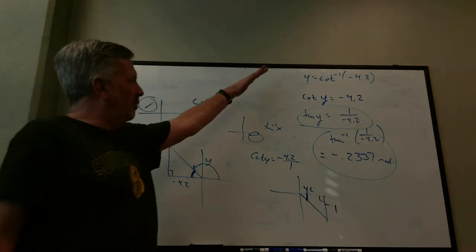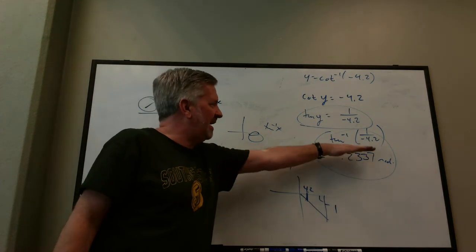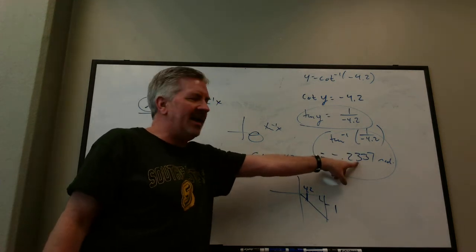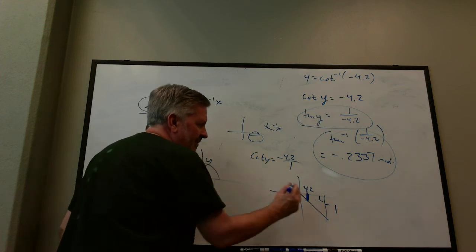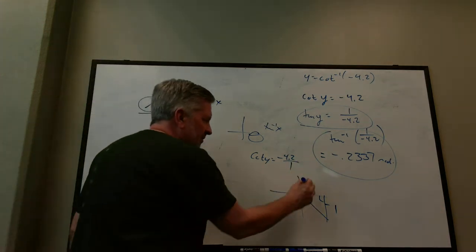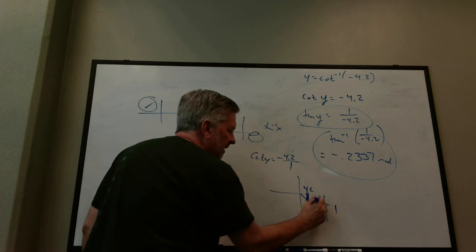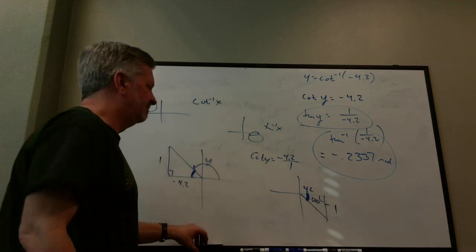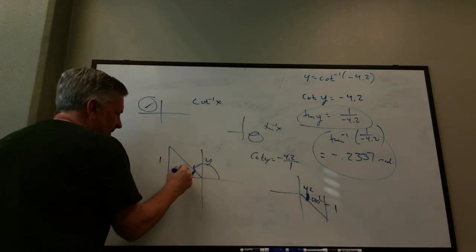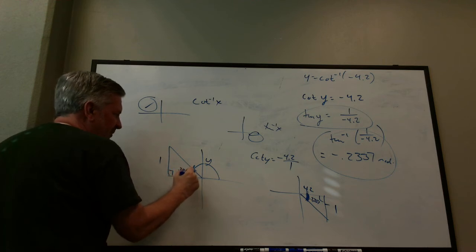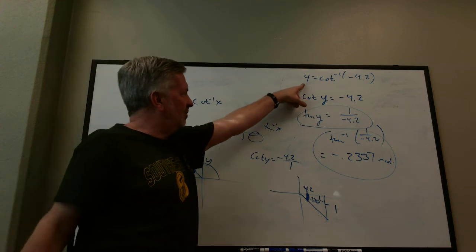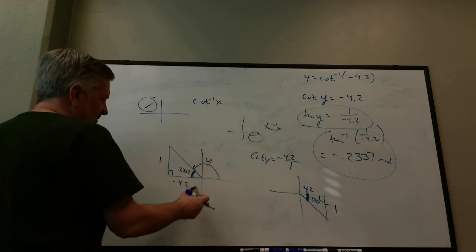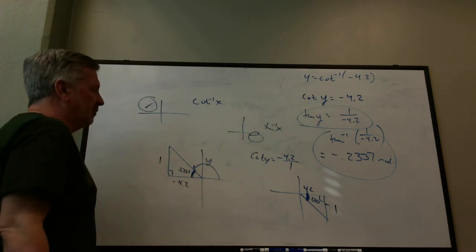So the work that I did here, you still have to type this in to get this answer, but this is not y. But notice what this is. This is the angle right here. So the reference angle is 0.2337 radians. Which means the reference angle here is 0.2337 radians. So the angle we need for y, the original y, is just the supplement of 0.2337.